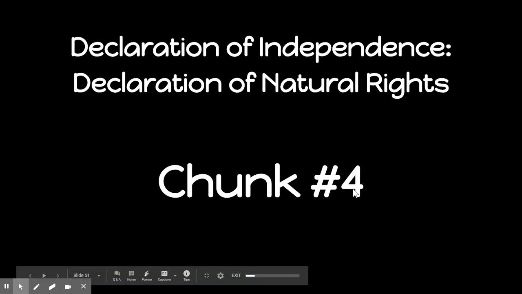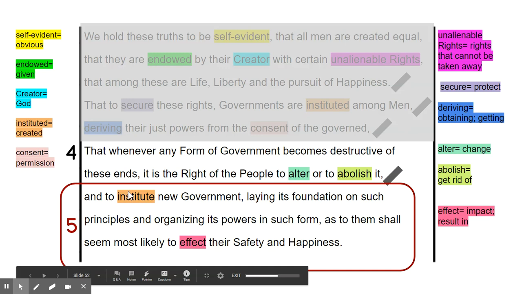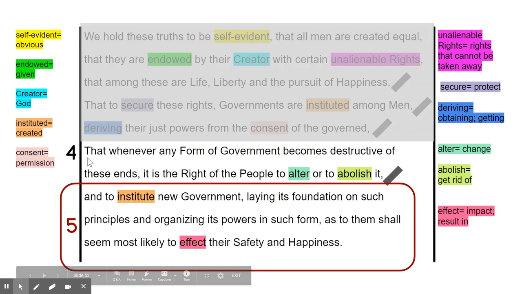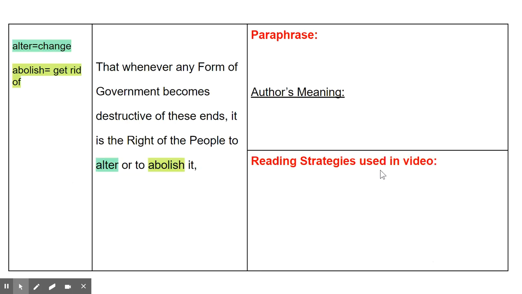We'll be moving into chunk 4 of the Declaration of Natural Rights. So here we have 4 and 5. Let's focus on 4. Then whenever any form of government becomes destructive of these ends, it is the right of the people to alter or to abolish it.